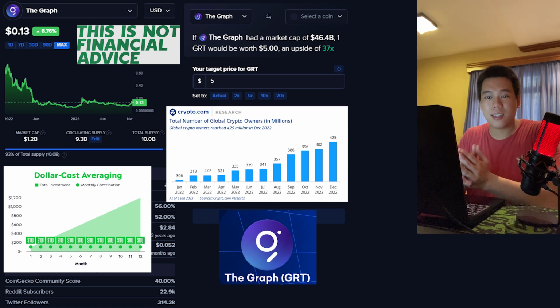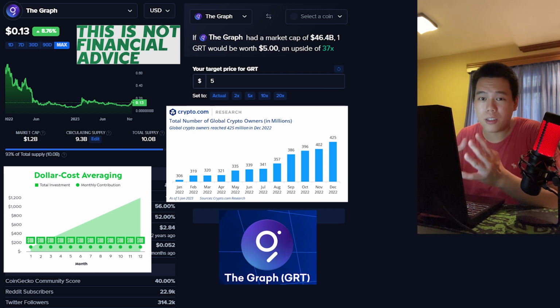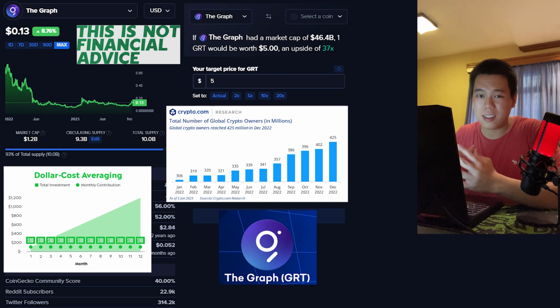So when I take that into consideration, and when I consider just how special The Graph is, I don't see why GRT during the next bull run won't hypothetically, at least, go to the price of $5. At least that's the way I view it. I think that its future potential could look so unbelievable. I think it's a sleeping giant.